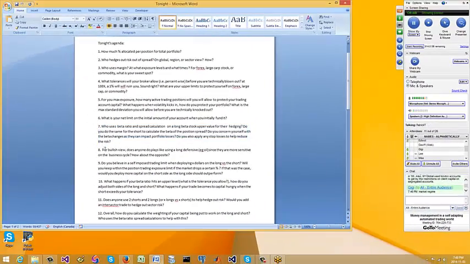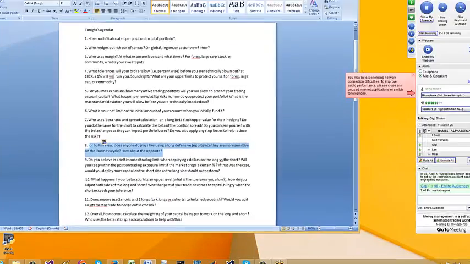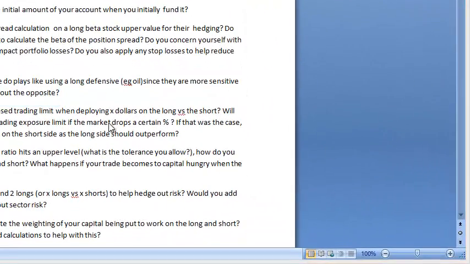That brings me to question 8. I don't know if this is applicable to anybody, but for a bullish view, does anyone use a long defensive like oil, since they're more sensitive to the business cycle? And how about the opposite? Anybody do anything like that at all? So it's interesting that you said oil, because oil kept going down while the market kept going up. Seems like that's something Paul Cantrell would do, use oil as some kind of defensive hedge. Well, we'll talk about that in a second here. Anybody do that at all?